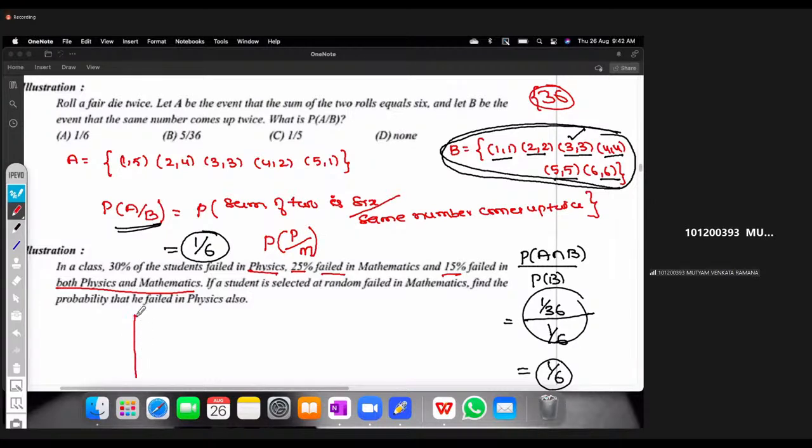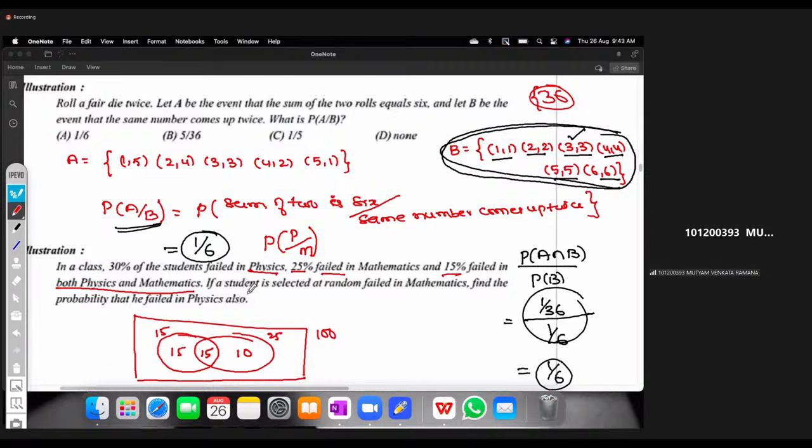So just take that there are 100 children. This is failed in physics, this is failed in maths. Both, 15 people are there. Physics 30 means this portion is 15. In maths 25, so 15 is over. So this is 25. So this portion is 10, this portion is 5.